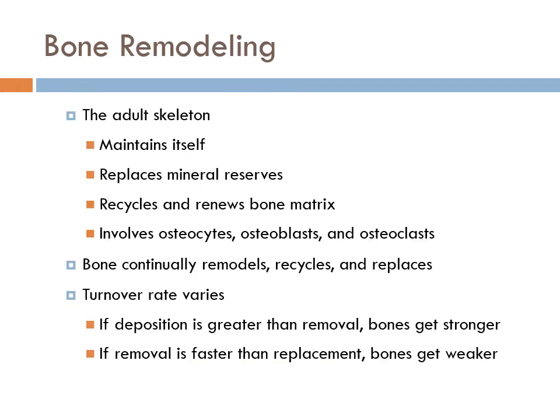The remodeling of bone is happening all the time. So the adult skeleton is constantly replacing its mineral reserves by breaking down bone and building new bone. This process involves osteocytes to maintain bone, osteoblasts to build bone, and osteoclasts to break down bone. It is continually remodeling and replacing itself all the time. However, if the deposition of bone is greater than the removal of bone, your bones are going to get bigger and stronger. If the removal of bone is faster than the replacement of bone, your bones are going to get weaker.